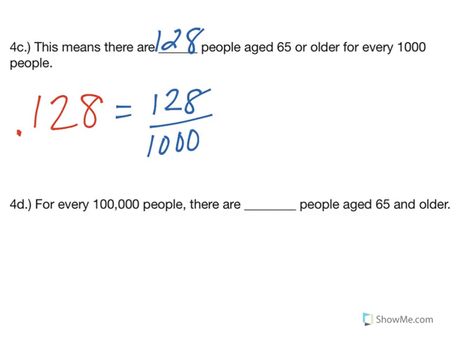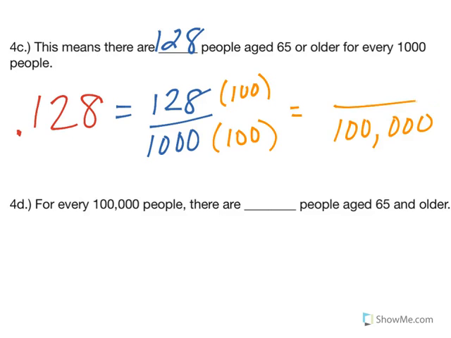And then going to 4D, if we multiply our denominator by 100, right, because again, we want to get 100,000 in the denominator, I would end up with 12,800 in the top. So for every 100,000 people, there are 12,800 people aged 65 and over.